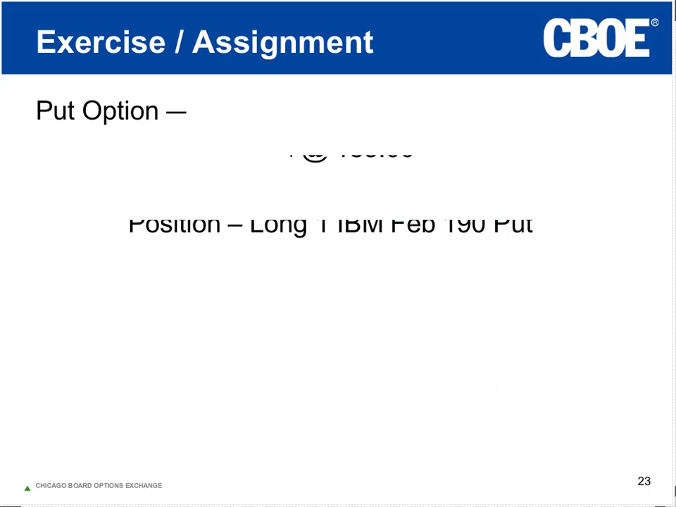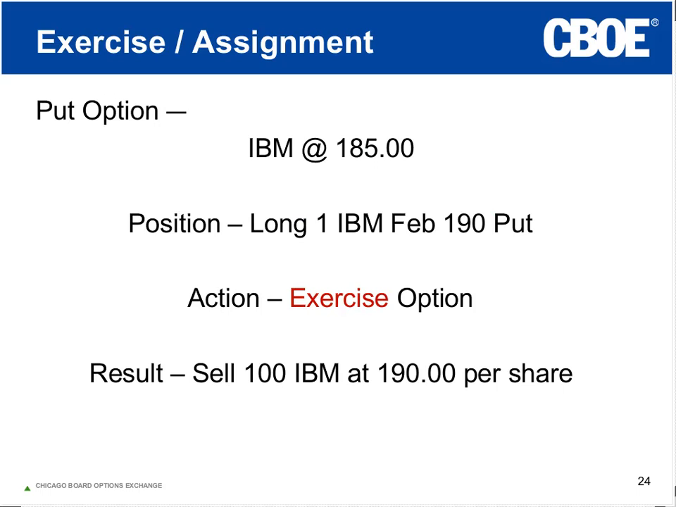Now on the put side, we're going to take a look at a little bit better example here. Say we own one of the IBM February 190 puts. We're at February expiration once again, and the stock's trading down at 185. You would want to exercise this option contract. You have the right to sell 100 shares of a stock at 190 when it's trading down at 185, and it makes economic sense to exercise this option contract.